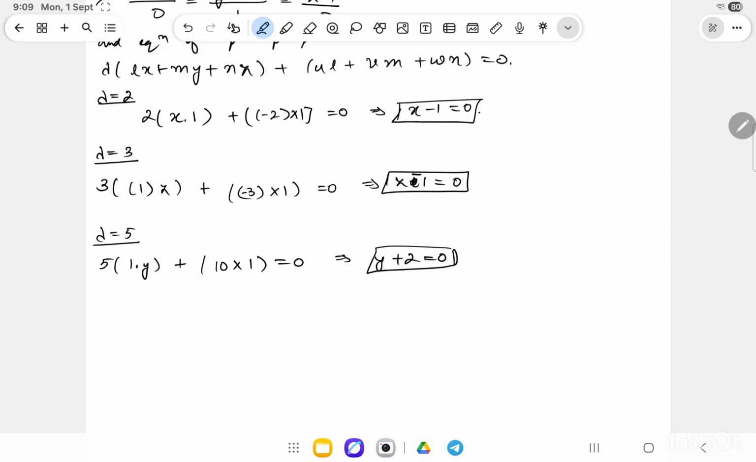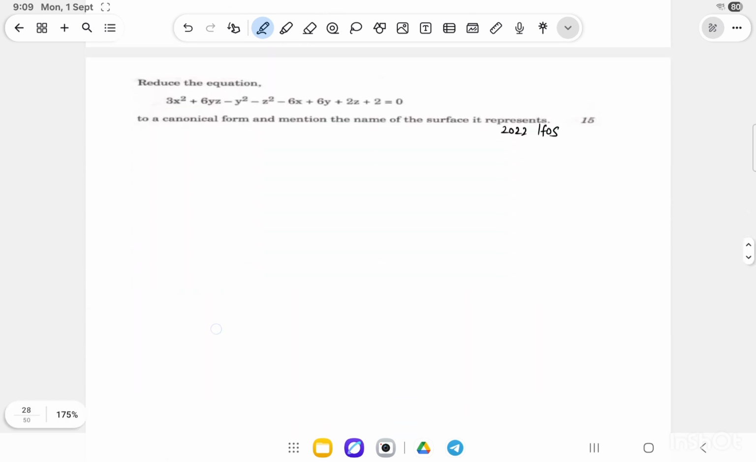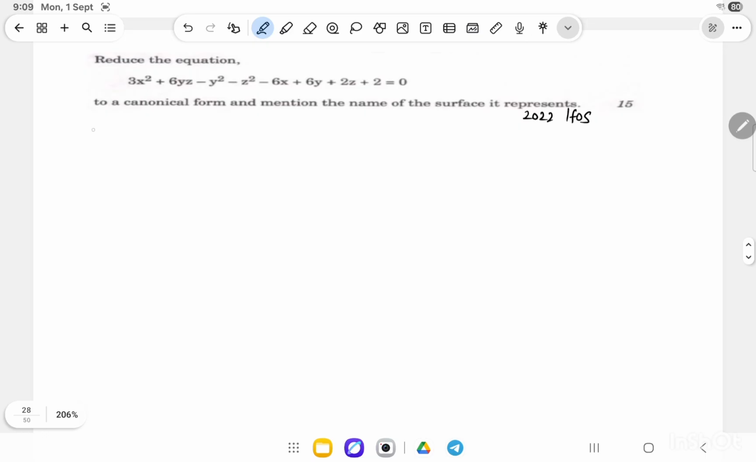So that's all we are asked in this question. Now let's move on to next question. So the next question says that reduce this equation to canonical form and mention the name of the surface it represents. So the given equation is 3x square minus y square minus z square plus 6yz minus 6x plus 6y plus 2z plus 2 equals to 0.